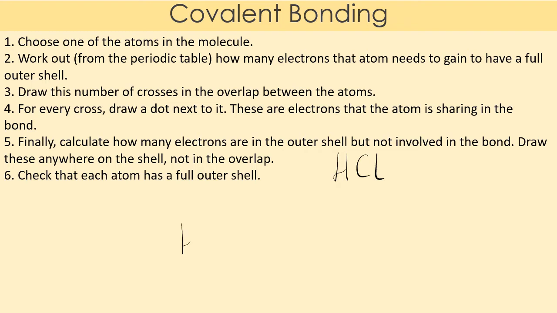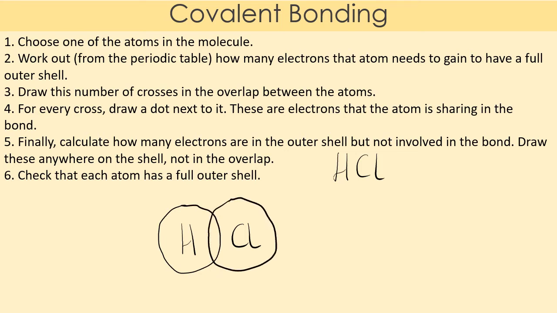To start off, we write our H and our Cl representing our atoms, and we draw our outer shell around them, and we make sure that they overlap. Now, our first step, we need to choose one of the atoms from the molecule. I'm going to choose chlorine.